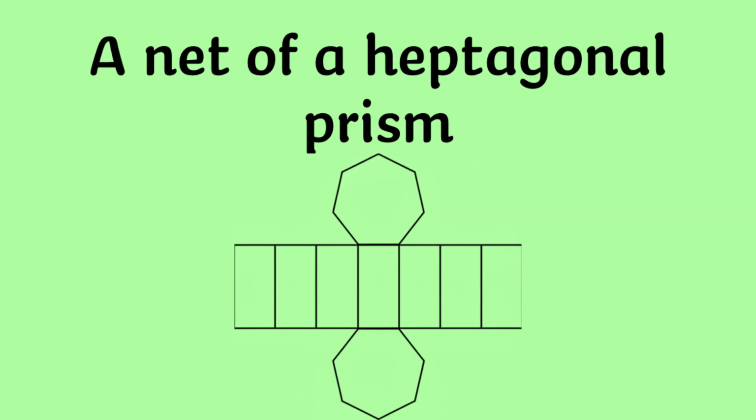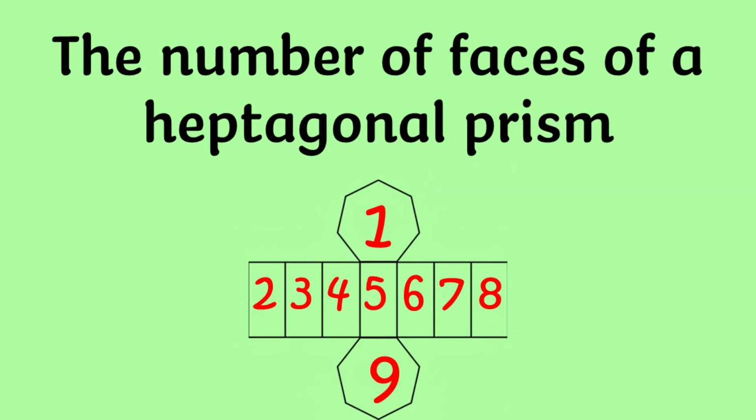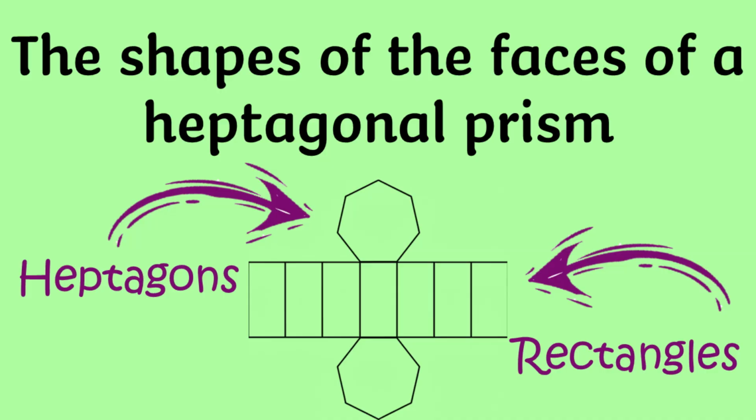How many faces does the heptagon have? Remember, there are 7 flat surfaces connecting the 2 heptagons, and this means that it is 7 plus the 2 bases, which is 9. What are the shapes of the faces? Of course, heptagons and rectangles. Are you ready for the last prism?